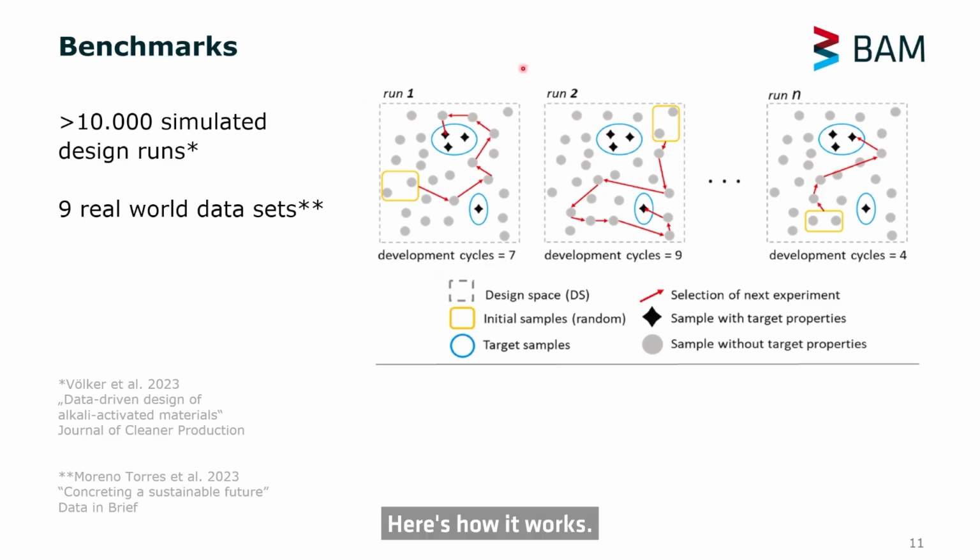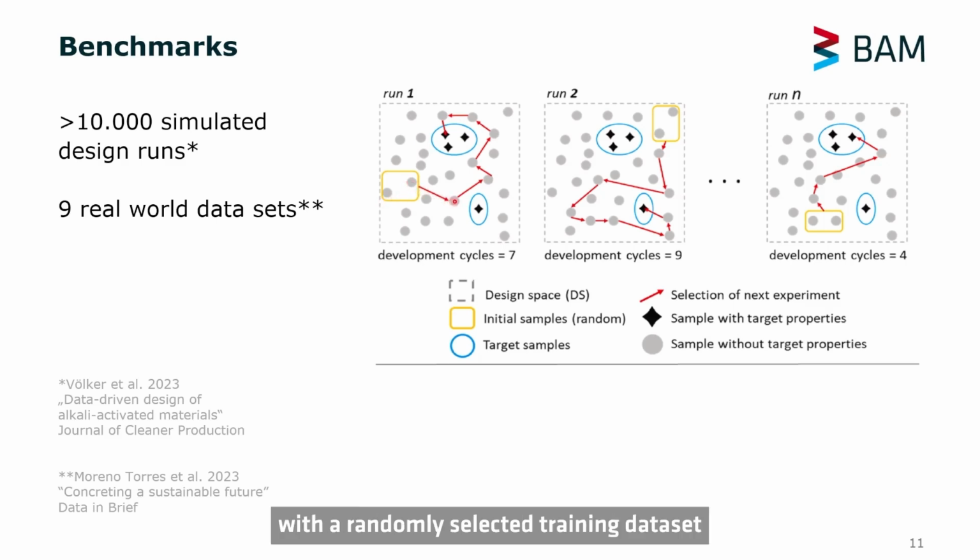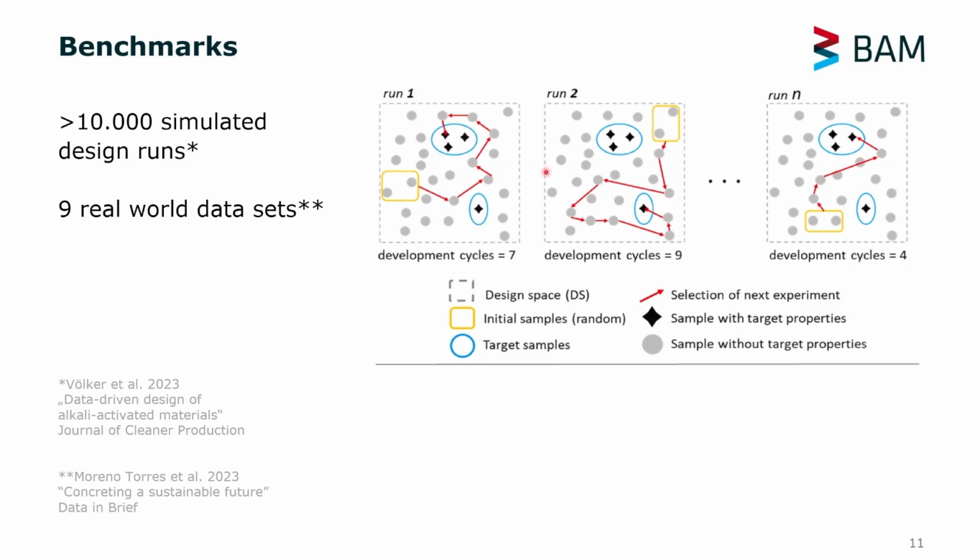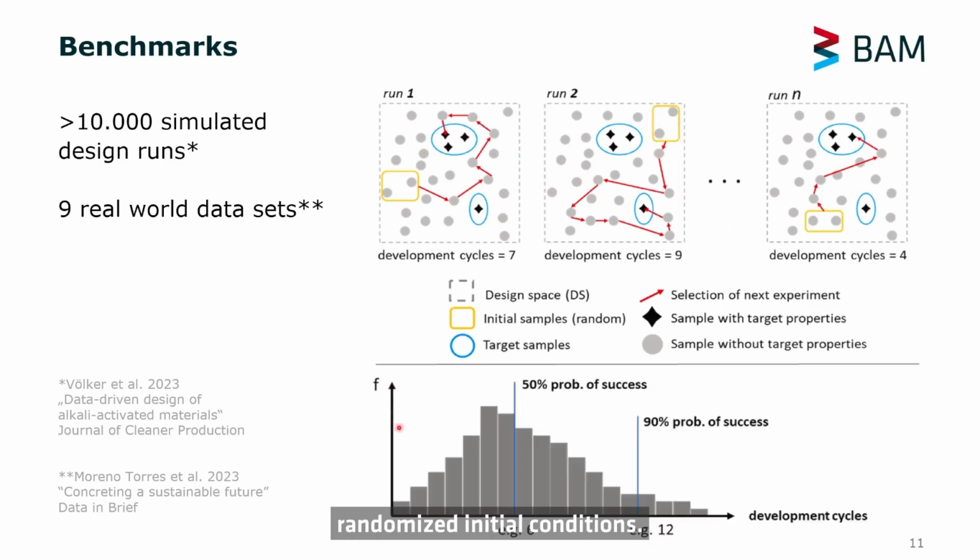Here's how it works. Basically, you collect data from the literature, so this is real lab data, data that scientists have reported. And then within this data set, specify a material of interest, for instance, a high-performance material. We then initialize the AI with a randomly selected training data set and count how many updates the AI requires in order to find the specified materials. And we don't just do this once, we do this over multiple runs with randomized initial conditions. And this gives us a distribution of the development time required of the AI approach to find these specified materials.